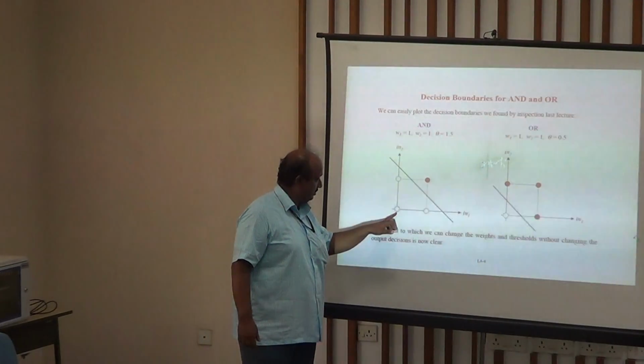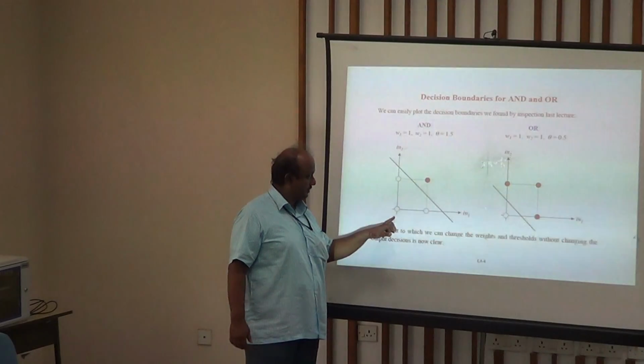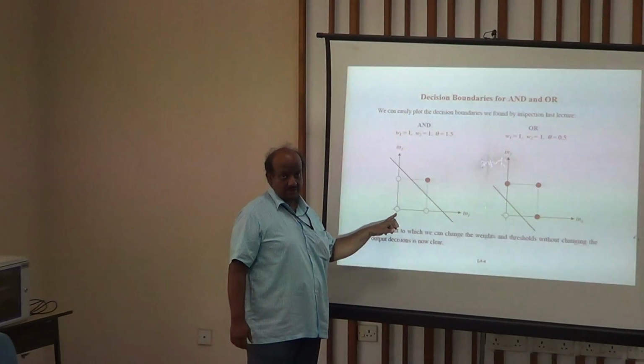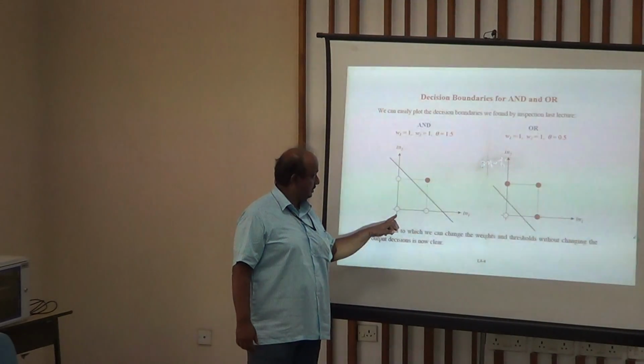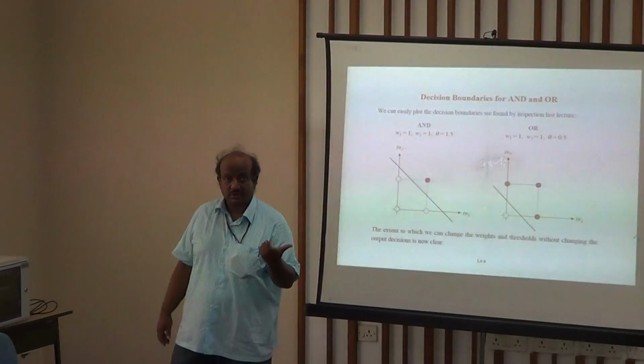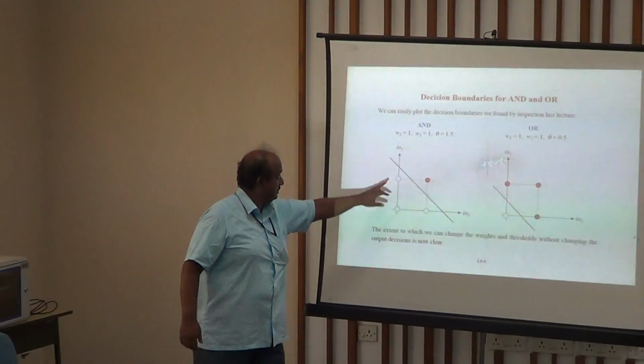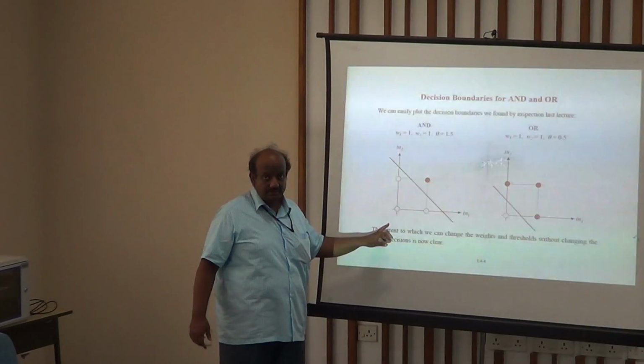So this is your 0 input, 1 input. This stands for 0, 0, which means input 1 is 0, input 2 is also 0. So both the inputs are 0, then the output is 0. That is what the white point is. Okay?